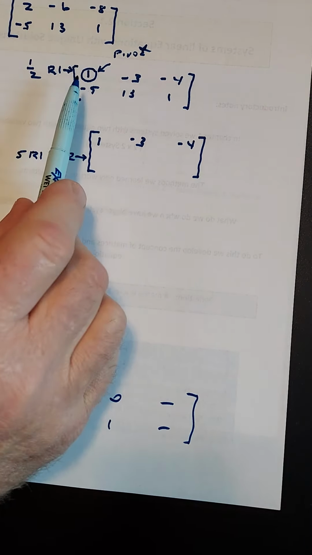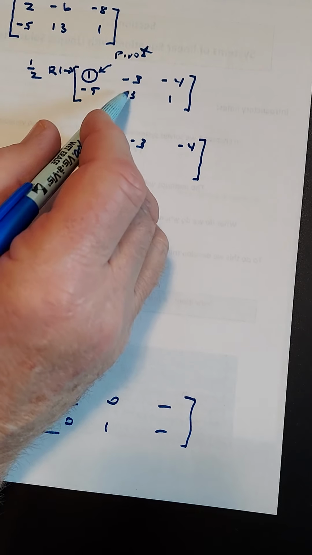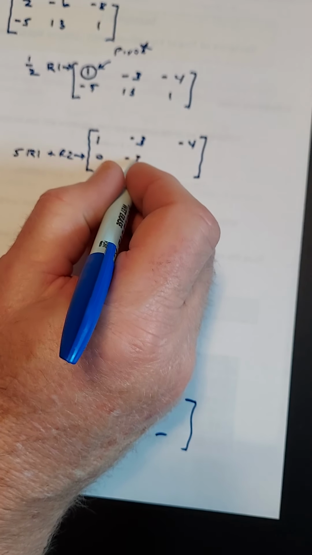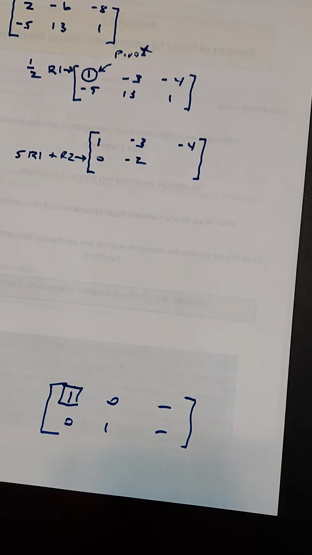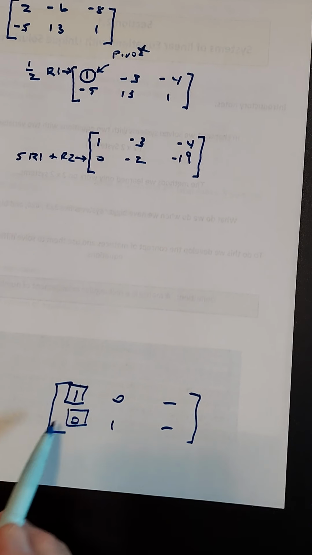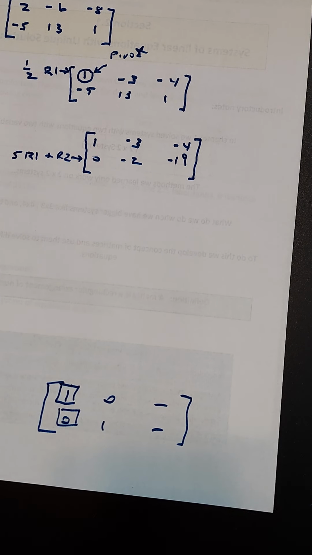And we got to go all the way down. So 5 times negative 3 is negative 15. Negative 15 plus 13 is negative 2. And the last column, you got 5 times negative 4 is negative 20. Negative 20 plus positive 1 is negative 19. So at this point, if you go down to the bottom, I got the 1 and I've got the 0. So I'm really about halfway done with the problem.